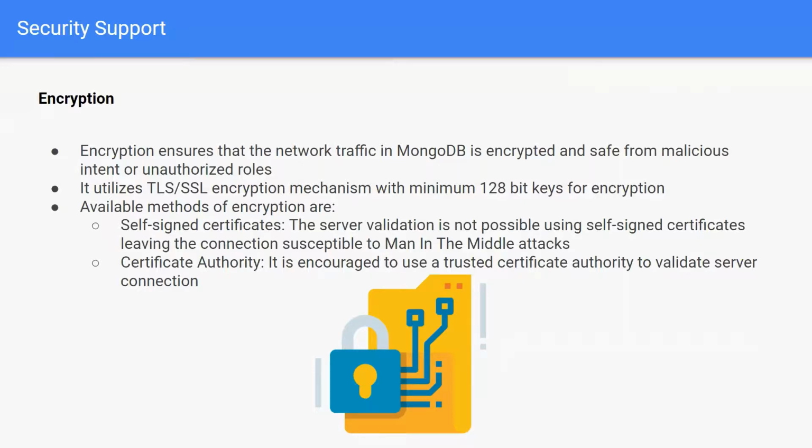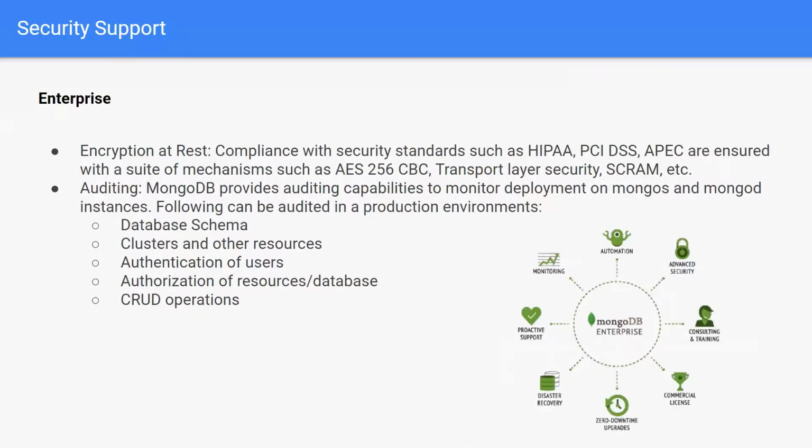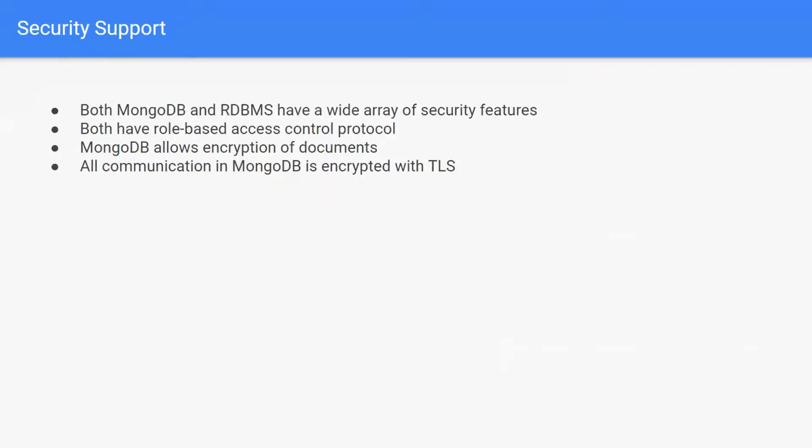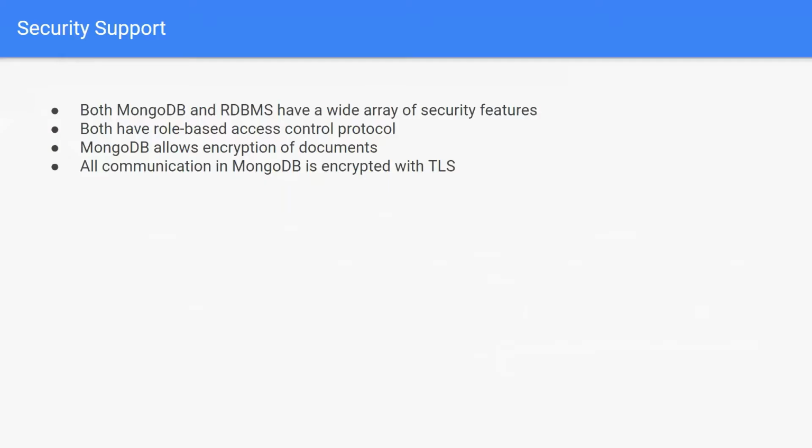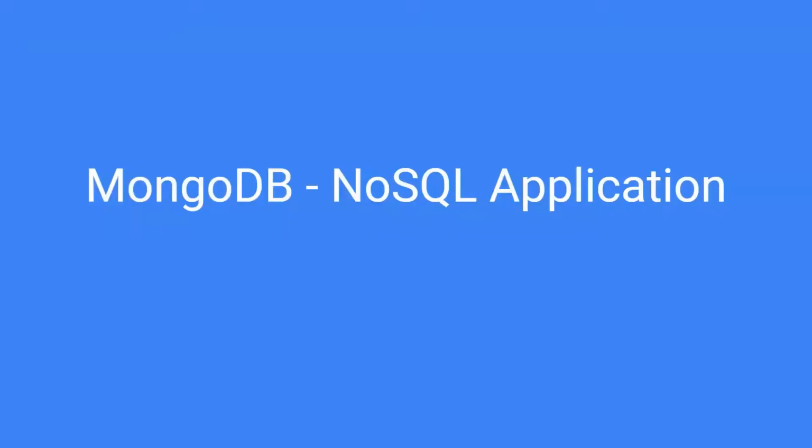We can move on to the next slide as well. Thank you. So both RDBMS and MongoDB have RBAC. Both allow document encryption, and all the communication in MongoDB is encrypted with TLS/SSL protocols, like many other relational database management systems. Now back to Anuraj. He'll talk about the NoSQL application that we've been working on.